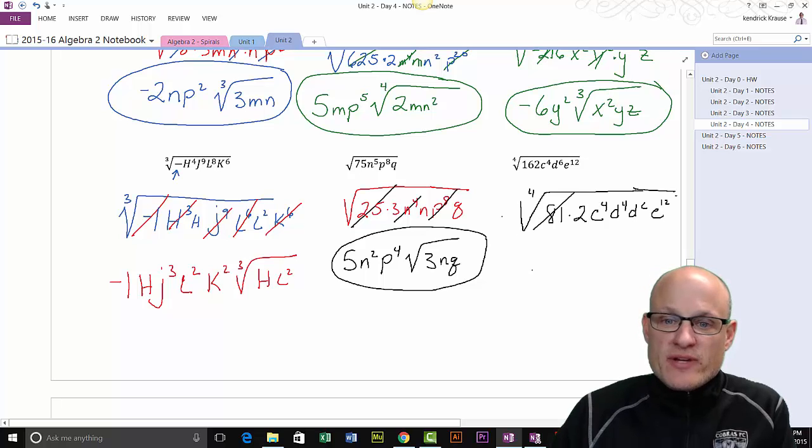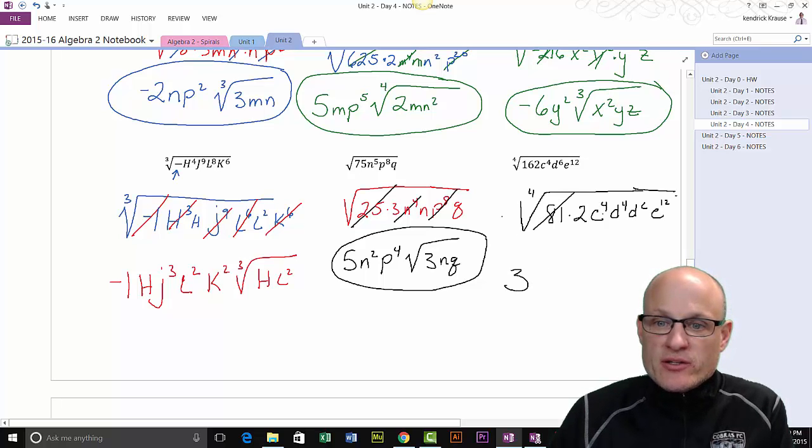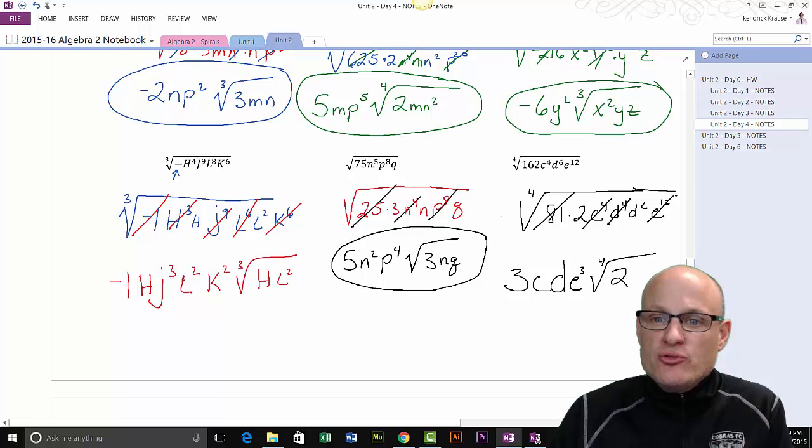So 4th root of 81 is 3. The 4th root of C to the 4th is C. The 4th root of D to the 4th is D. And the 4th root of E to the 12th is E cubed. 4th roots of 2D squared.